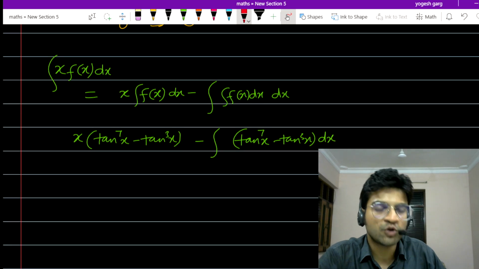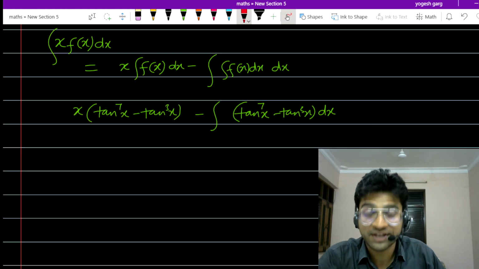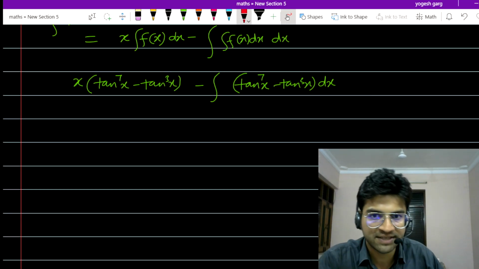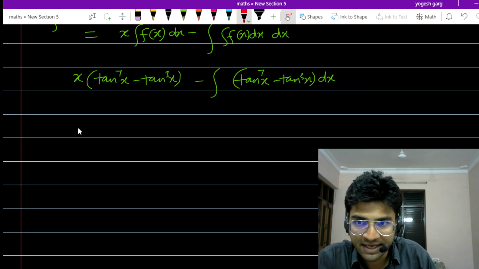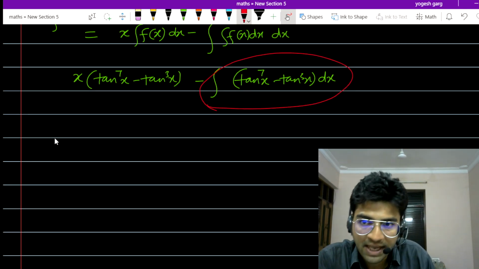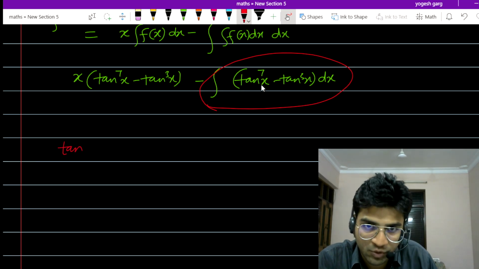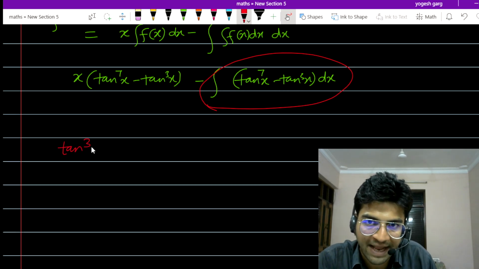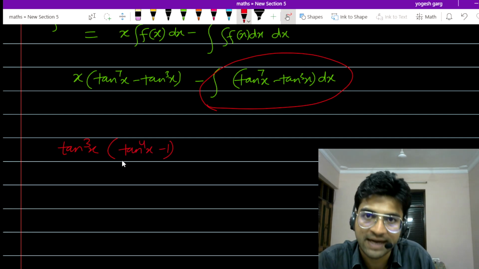Is it very difficult to resolve? No, not at all. It is difficult, but not very difficult. Why am I saying this? See, in just what we have to do, we have to integrate this, right? In these two terms, what we can do is take tan cube x common. We will get tan cube x into tan to the power 4 minus 1, right?